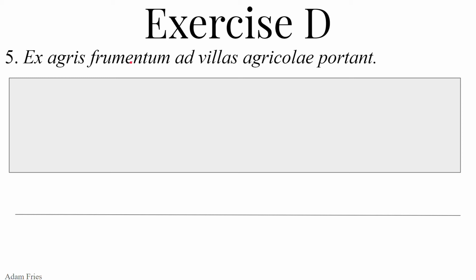We said that this could be the subject, but it can't be. It's singular. The verb is third plural. That doesn't match up. Now, agricolae we know is going to be the subject. That's nominative and plural, and it matches. It has agreement with the verb. So the farmers carry the direct object grain out of the fields to the farmhouses. The farmers carry the grain out of the fields to the farmhouses.